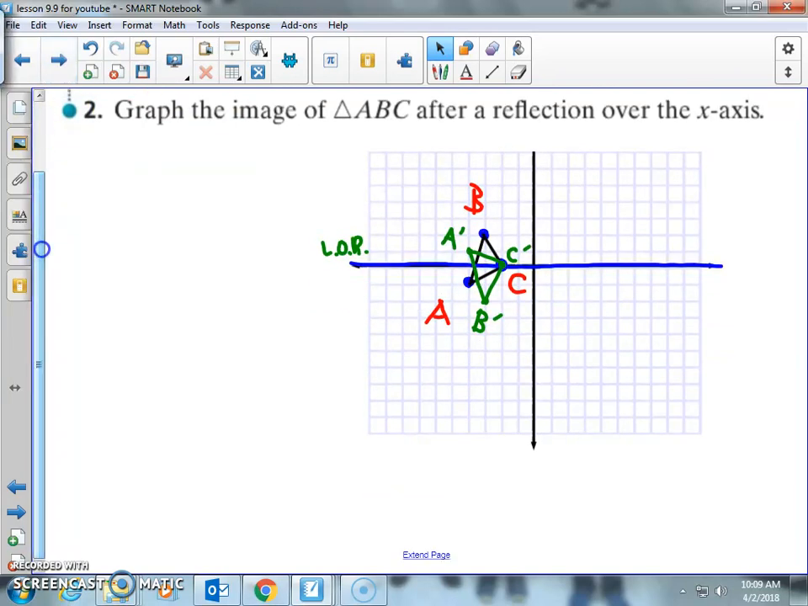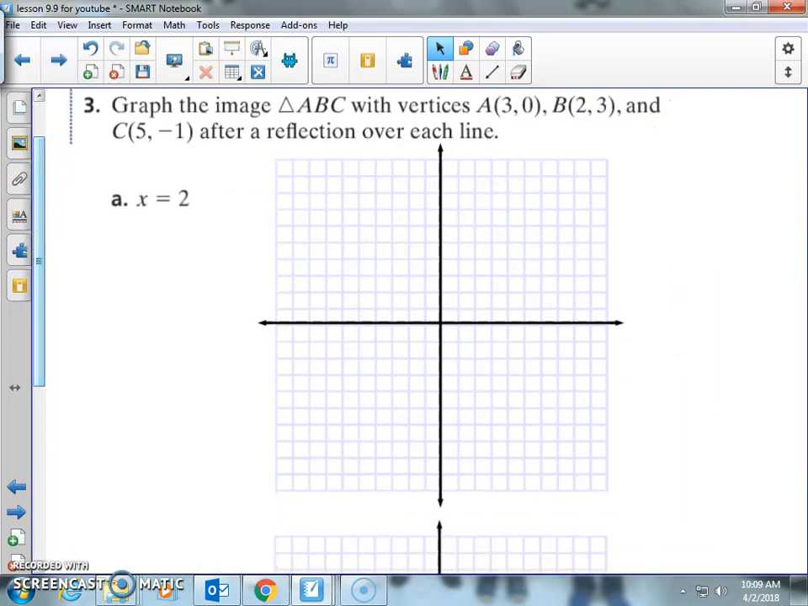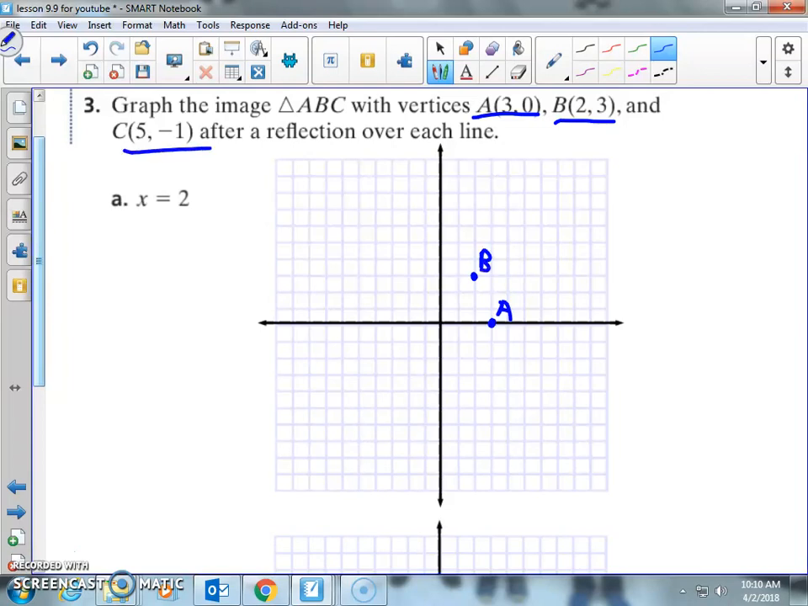Now in this one, they want us to start by making the triangle. So point A, it says, is at 3, 0. So we walk 3 and we climb 0. And that's point A. And point B, it says, is at 2, 3. Walk 2, climb 3. That's point B. And it says point C is at 5, negative 1. Point C is down here. I'm going to connect the dots, make my triangle. Looks something like that. Now it says reflect it over this line.